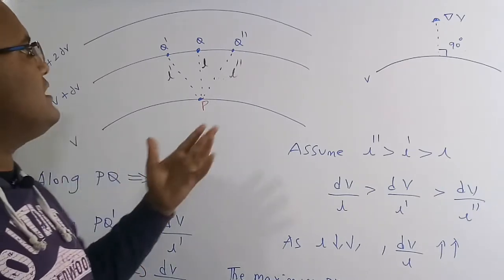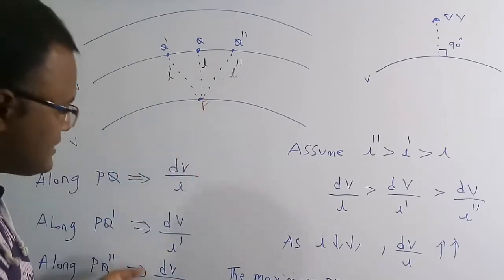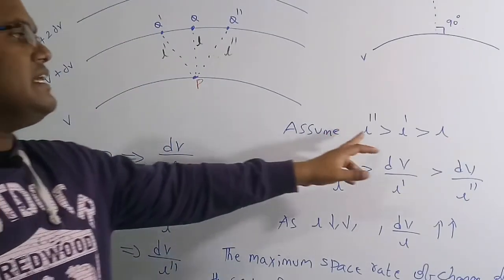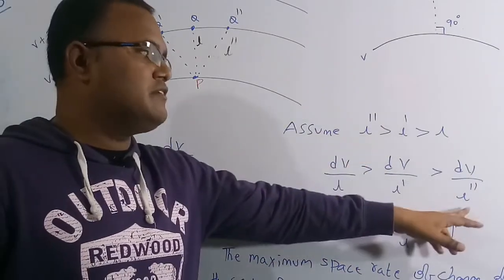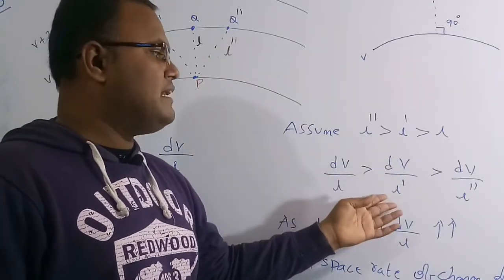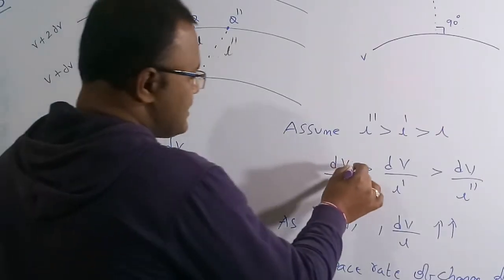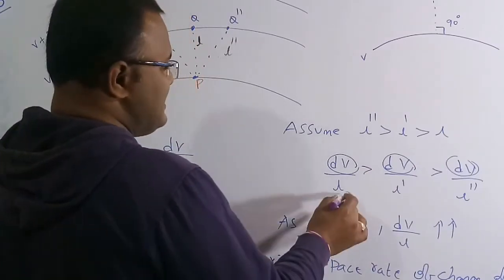Suppose I assume that L double dash is greater than L dash, which is greater than L. If the denominator increases, the overall value decreases. So the largest denominator gives the least value. Therefore dV by L is greater than dV by L dash, which is greater than dV by L double dash. It indicates that the change in voltage is the same along every path you travel, but only the distance differs.